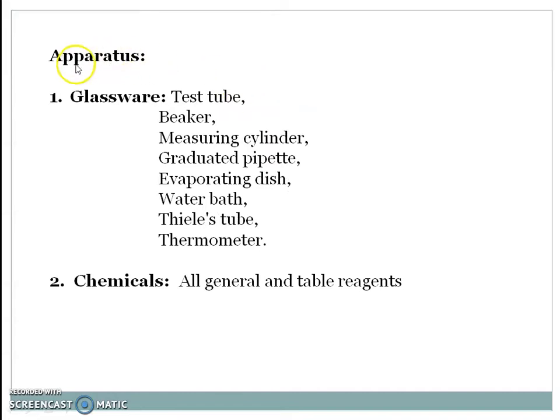Now let's start with the apparatus used for the actual procedure. Glassware: test tube, beaker, measuring cylinder, graduated pipette, bulb, evaporating dish, water bath, Thiele's tube and thermometer. And the chemicals required are all general and table reagents. Now let's start with the actual procedure in the Pharmaceutical Chemistry-II laboratory.